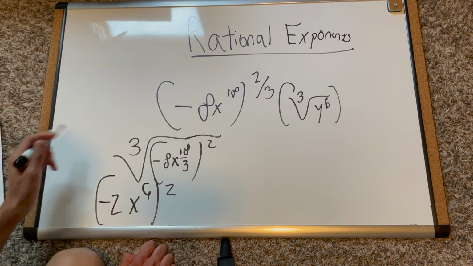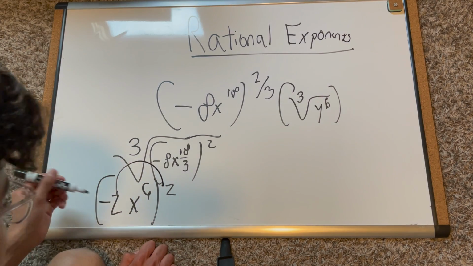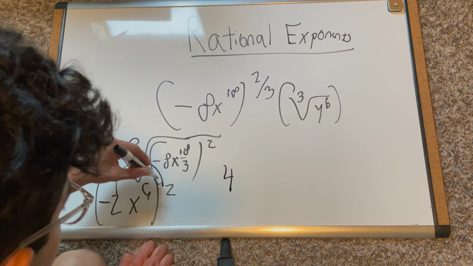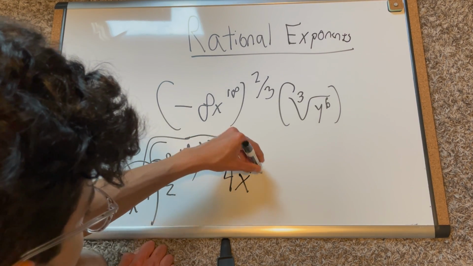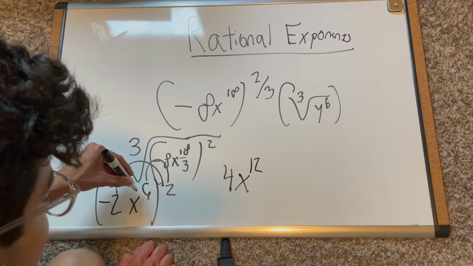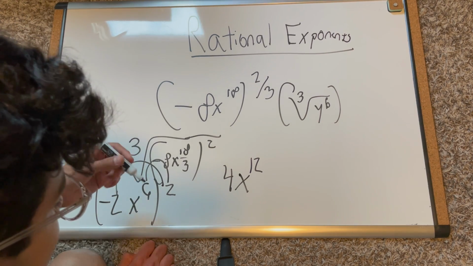So, what's negative 2 squared? Negative 2 squared is 4. What's 6 times 2? X to the 12th. Because remember, when you're distributing an exponent to another exponent, you multiply them both together.